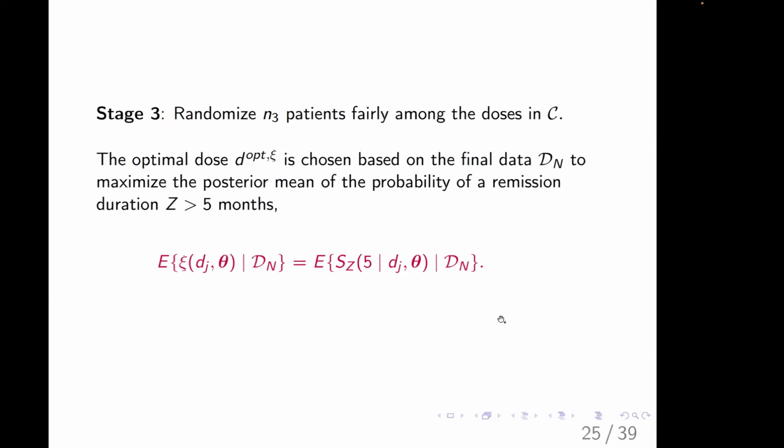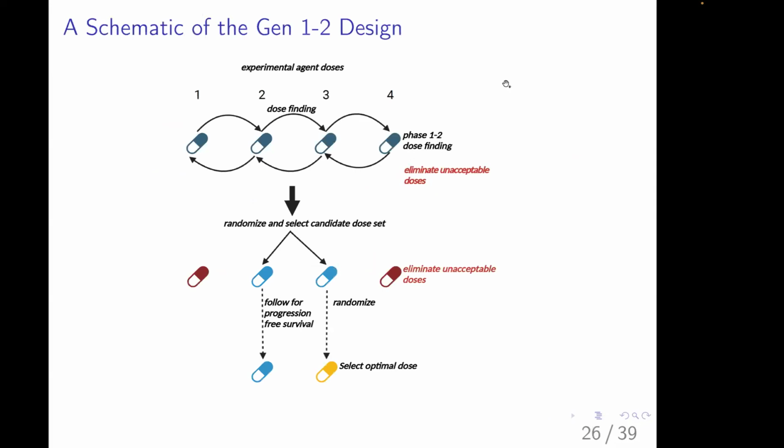So that's the trial. Here's a schematic of the design. The first thing, with all the curly arrows, is just phase 1-2 dose finding, and you eliminate unacceptable doses. Then the big arrow going down says you randomize and select a candidate dose set. Here in this schematic, the candidate doses are doses 2 and 3, and you continue to randomize and eliminate unacceptable doses. You follow for progression-free survival or remission duration, whatever you want, and in the end, dose 3 was selected as optimal based on the long-term outcome.